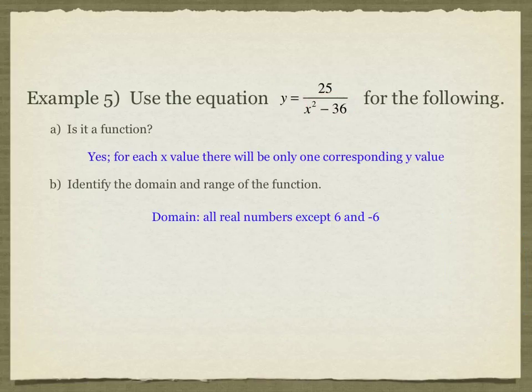So I want to somehow say x can be anything I want except these two numbers. Okay? And so here's all real numbers. It can be anything we want except 6 and negative 6.